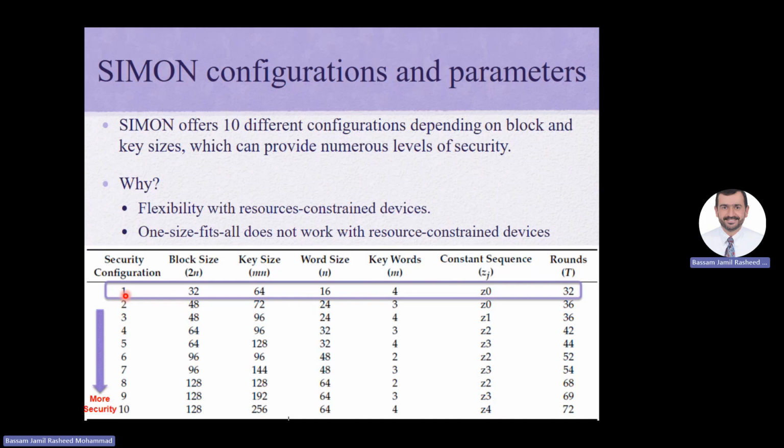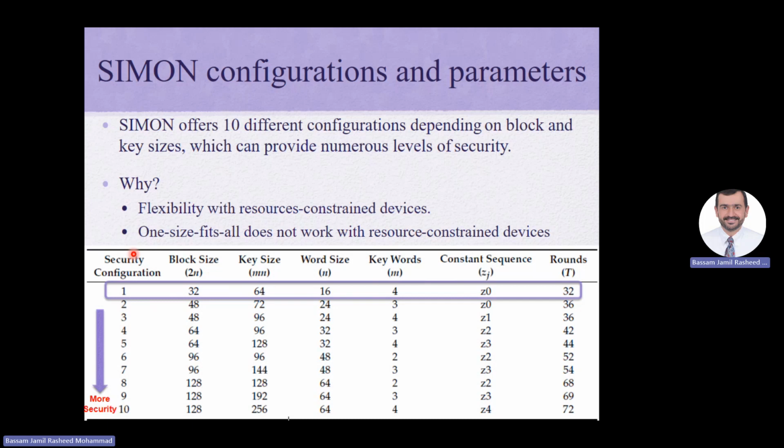Of course, if you go down more in these configurations, it is better for security. But let's just suppose if I implemented configuration 10, which is the most secure here, then I would require more resources than my RFID could handle. Then I'll move up in the security configuration list. So the variations here provide flexibility. So flexibility with a resource-constrained device, one size fits all does not work. Okay, so don't go implement one implementation.